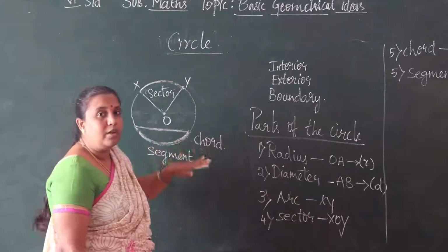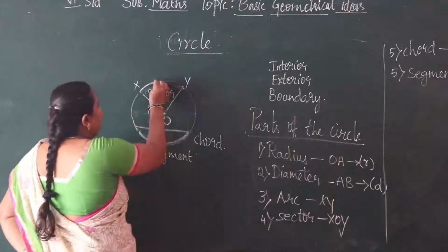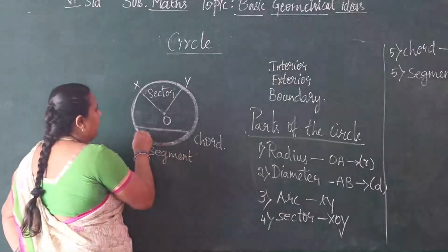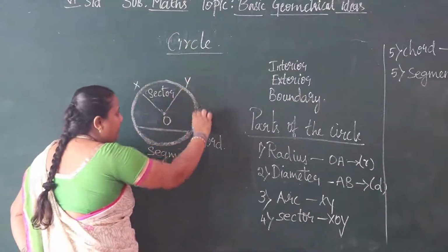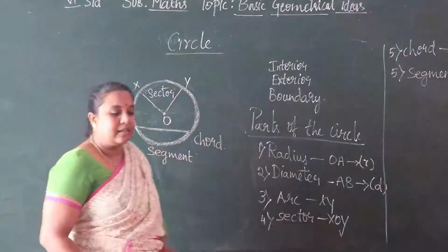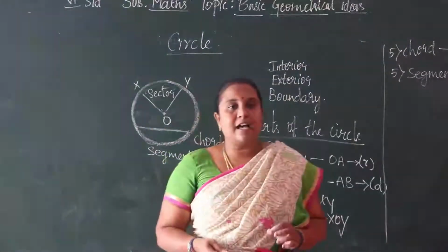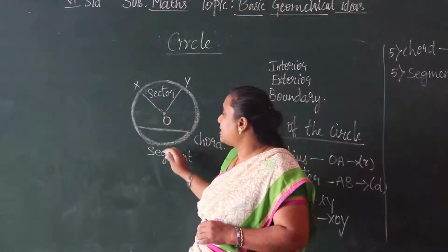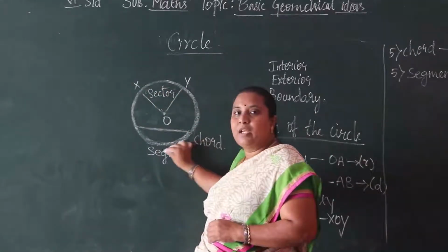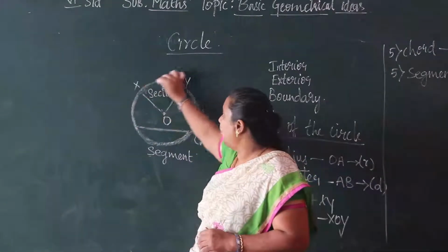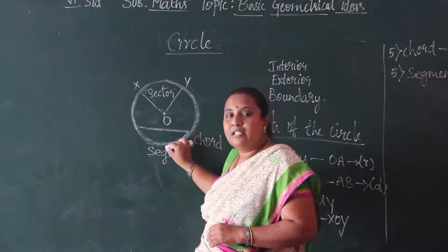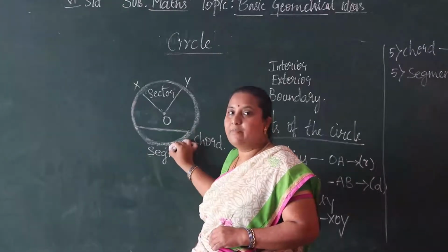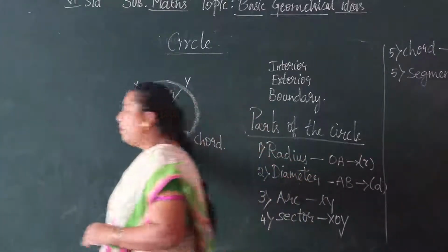Then we move on to another part, that is circumference, the boundary of the circle. We can say it is the circumference of the circle. The circumference is the total distance around a circle, the boundary of the circle. This we can say is its circumference.